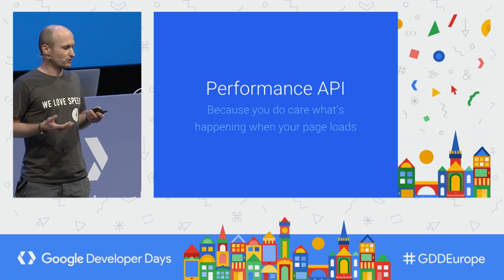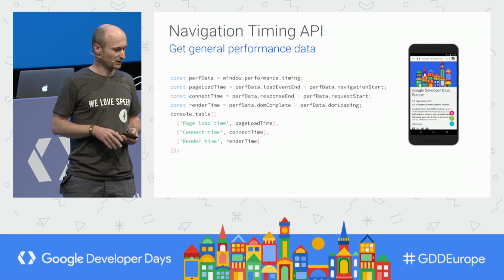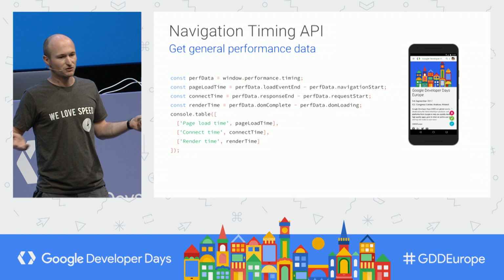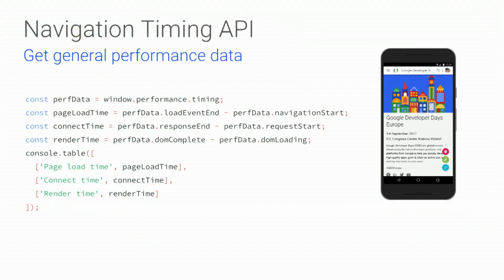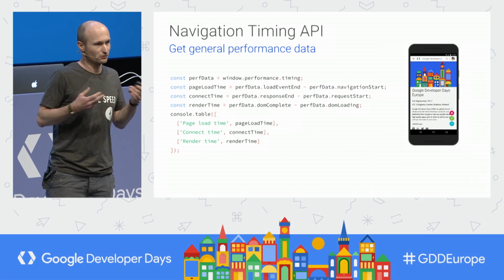Then there's the core performance API, because you do care, or should be caring, what's happening when a page loads. For this, I was very quickly auditing the actual event page for the GDD. There's a lot of different things that you can get and calculate dynamically. You can see here, I'm getting the perf data from the window.performance.timing object. And then you can calculate a number of things, like, for example, the page load time, or the connect time, or the render time. And these are core metrics that you could then just simply report back to your analytics backend.